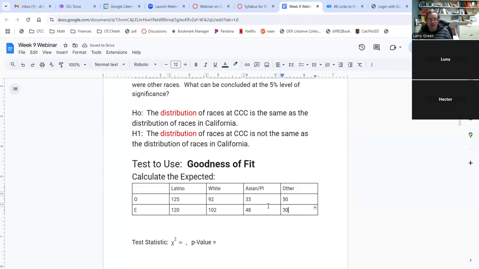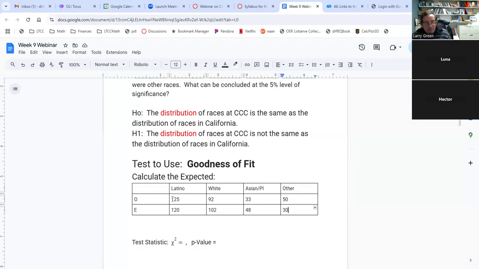Any questions at all on how I've made this table? Because you're going to be responsible for making a table. Any questions on that? Okay, so we have the observed and the expected.